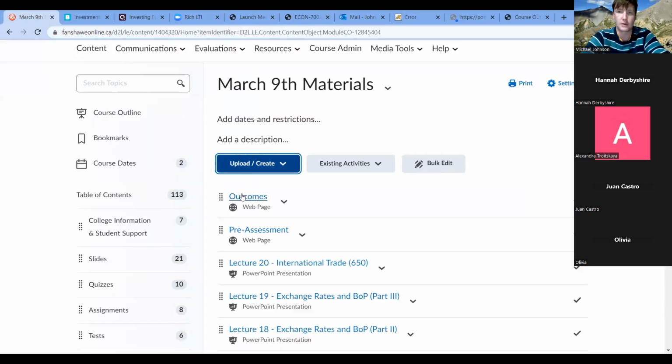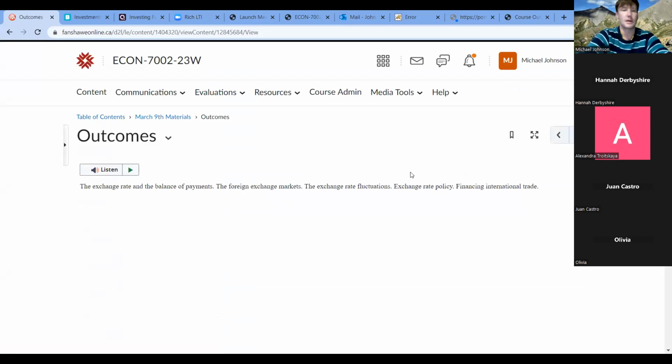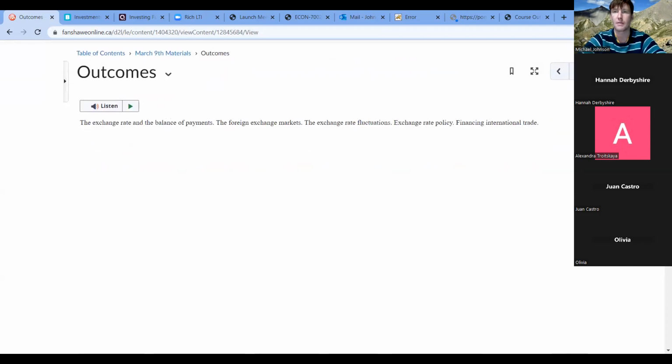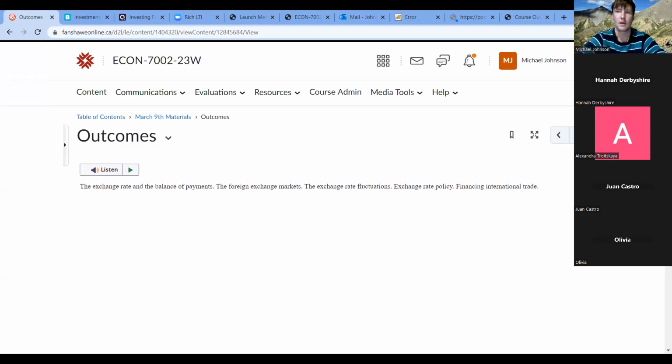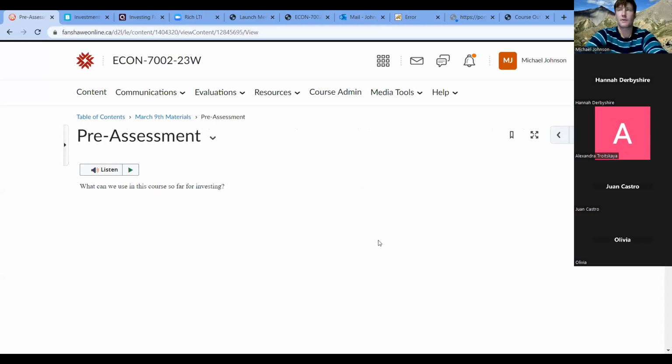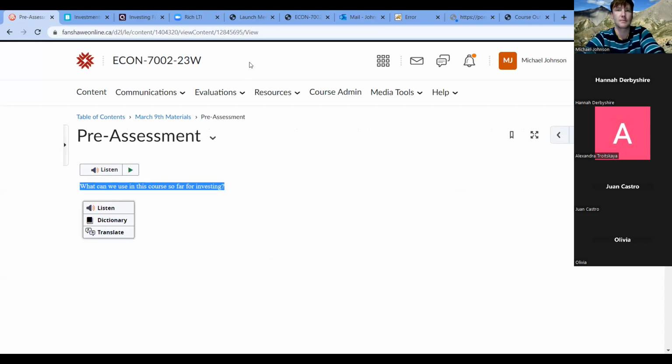We'll get started on some of the outcomes. So the outcomes for today: the exchange rate and balance of payments, foreign exchange markets, exchange rate fluctuations, exchange rate policy, and financing international trade. And also a lot of that correlates to successful investing. So the first question I'll ask is, what can we use in this course so far for investing? What types of theories would be useful for investing so far in this course?